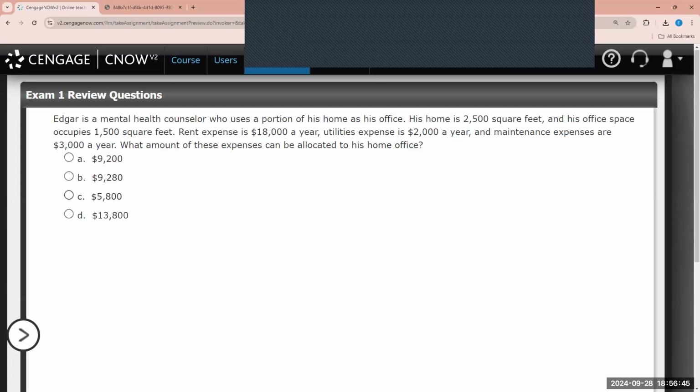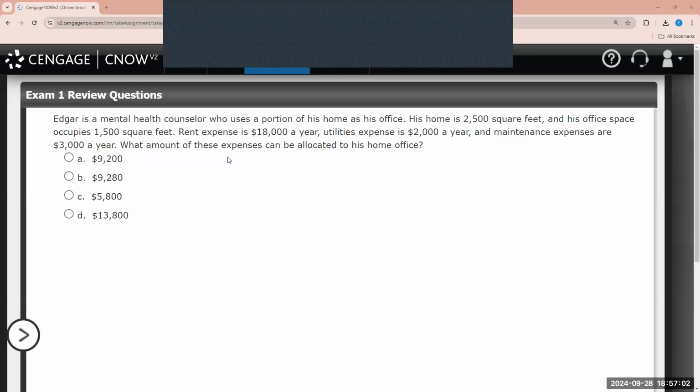This question asks, what amount of these expenses can be allocated to his home office? Edgar is a mental health counselor who uses a portion of his home as his home office. His home is 2,500 square feet, and his office space occupies 1,500 square feet. Rent expense is $18,000 a year. Utilities expense is $2,000, and maintenance expenses are $3,000 a year.